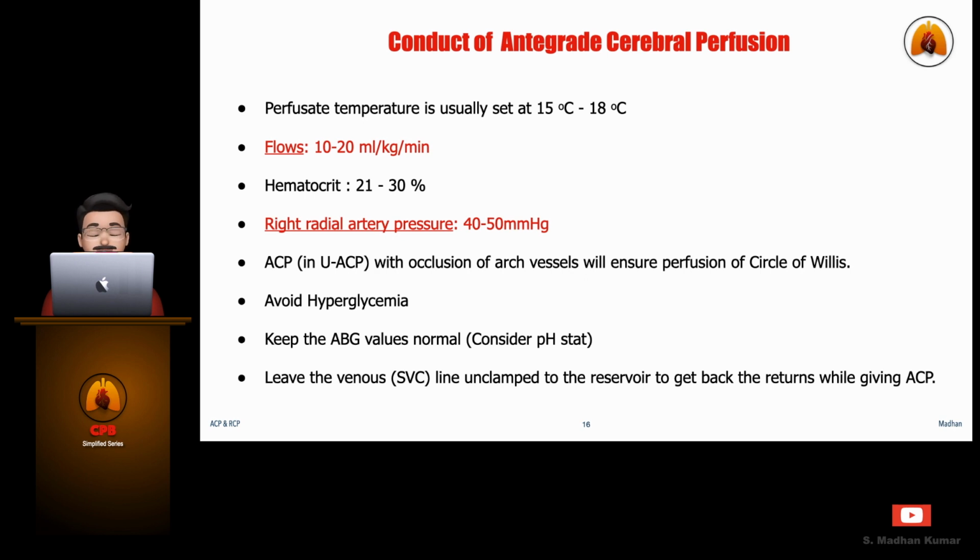When we are giving unilateral antegrade cerebral perfusion, we should avoid hyperglycemia. We should keep the ABG values normal. It's better to consider pH stat management. Leave the venous line unclamped to the reservoir to get back the returns while giving ACP.